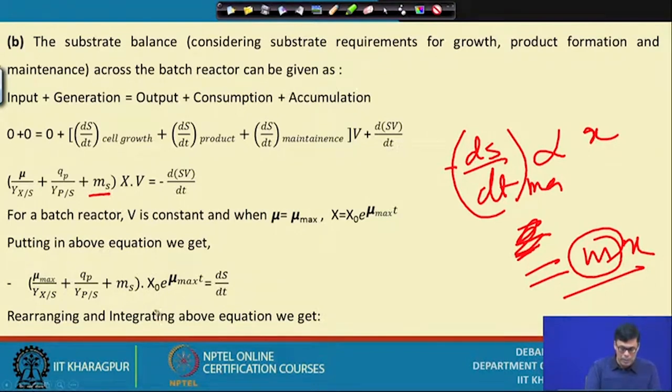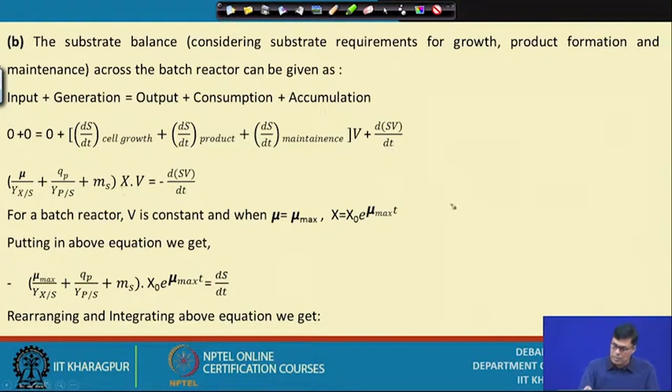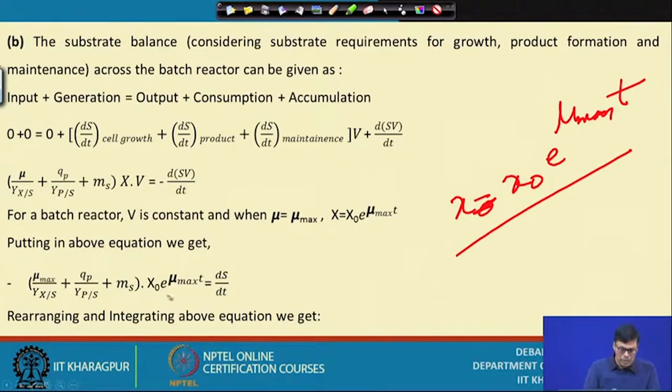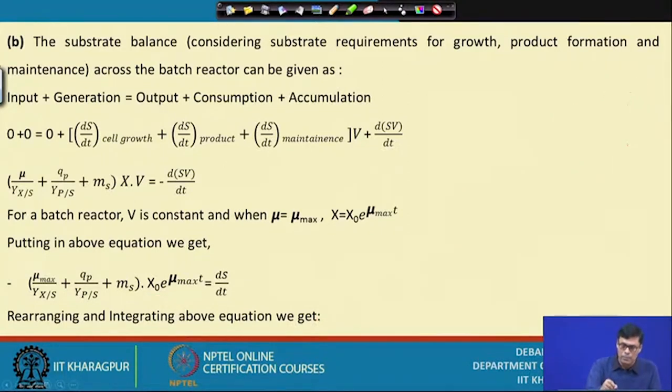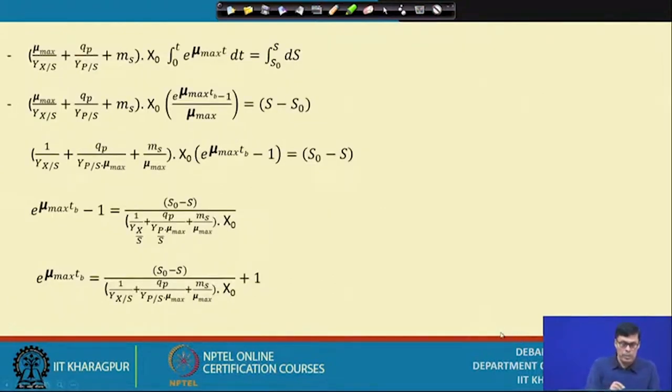So, this equation, how it has come, and we have already calculated the x value. How can you calculate it? x equal to x0 e to the power mu max into t. We have shown you before, I am not showing you again here. So, this is what we can put here, and then this is equal to ds by dt. By rearranging the upper equation, we get the final equation, with rearranging all these equations.